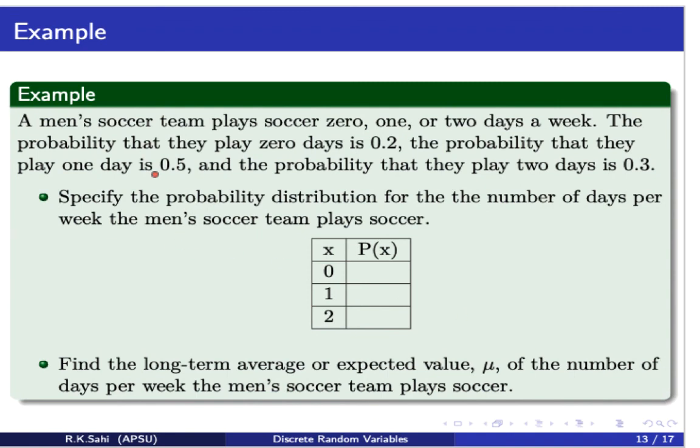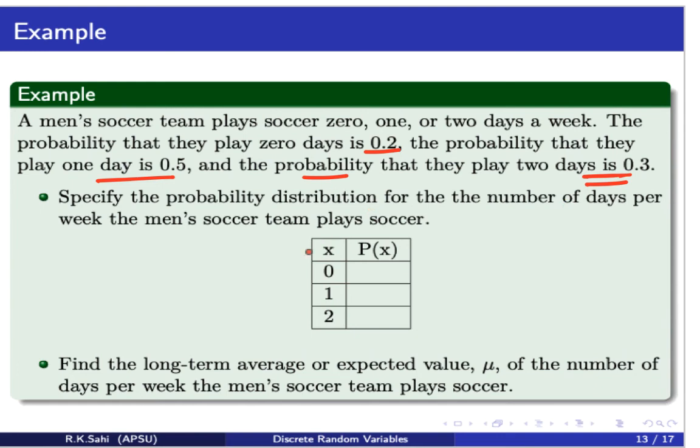Here it is. A men's soccer team plays soccer 0, 1, or 2 days a week. Here's one for the sports fan. Now, it says the probability that they play 0 days is 0.2, the probability that they play 1 day is 0.5, and the probability that they play 2 days is 0.3. We would like to write down the probability distribution.